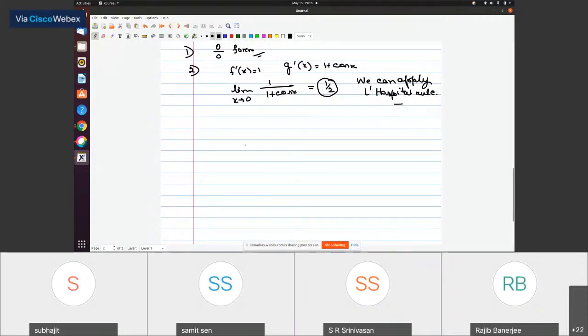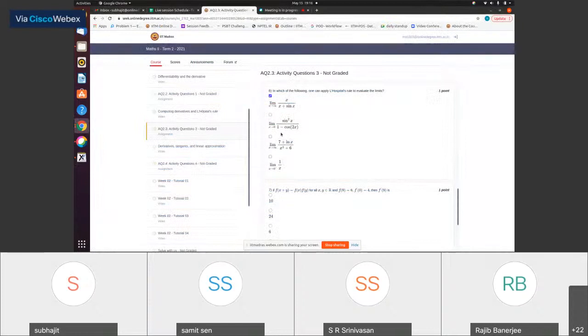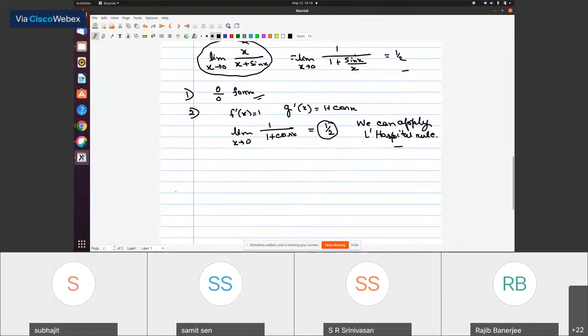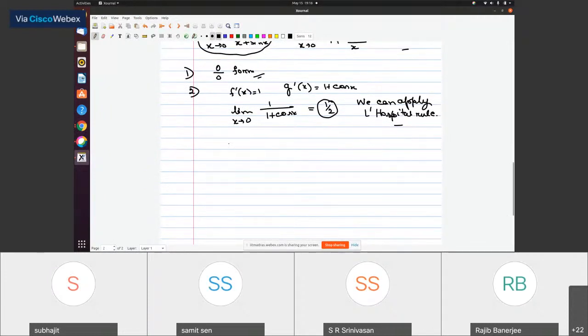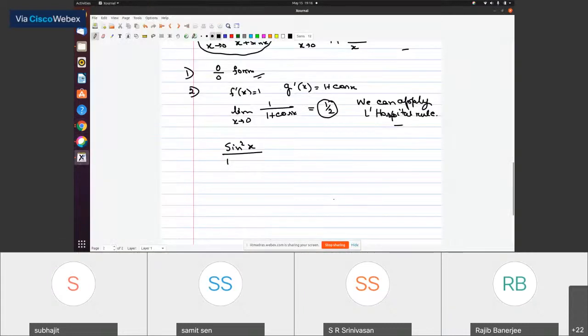Sir, for this same problem, can you take the second option? Second option means sin square x by 1 minus cos 2x, right? Correct. So can you tell me what happens there? I just write it: sin square x by 1 minus cos 2x, and limit x extending to 0, right?